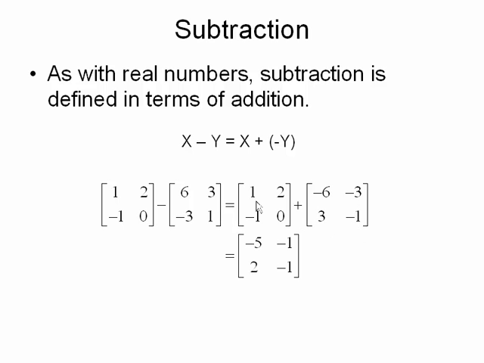Now I can just match up my corresponding entries and add them. So 1 plus -6 means in the first row, first column, I get -5. 2 plus -3, when I add those up, I get -1. -1 plus 3, when I add up those corresponding entries, I get 2. And 0 plus -1 gives me -1. Remember, when I talk about corresponding, that means they need to be in the same position in the matrix.